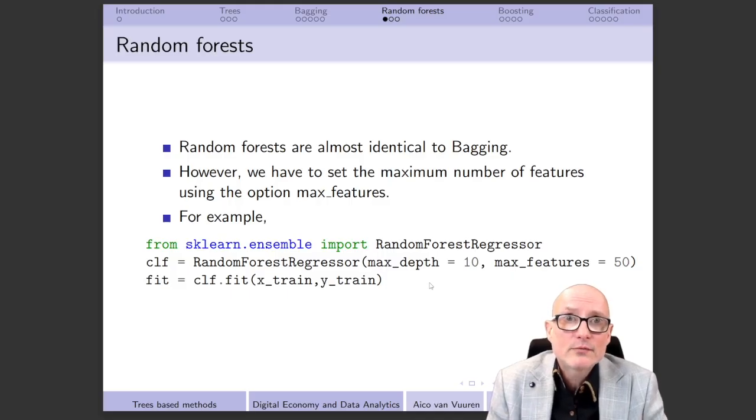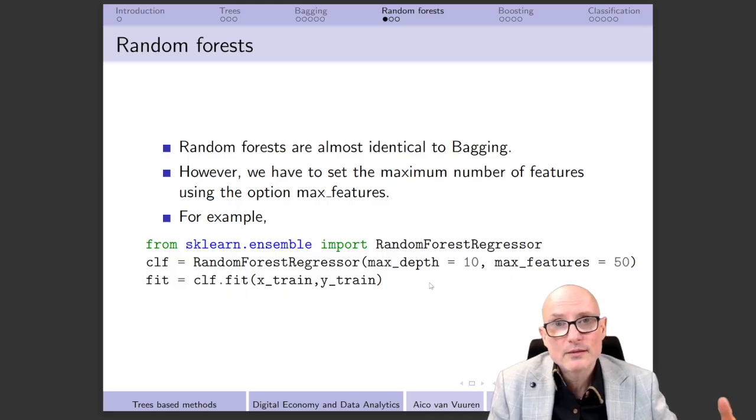So apart from sampling with replacement from the data set that we have, we are also going to sample without replacement from the features in our analysis. What we are going to do next is import the random forest regressor, as we have already done with respect to bagging. But now we have to set the maximum number of features.